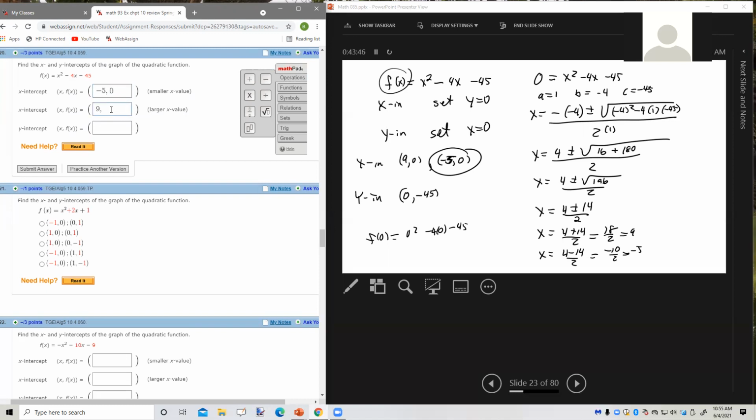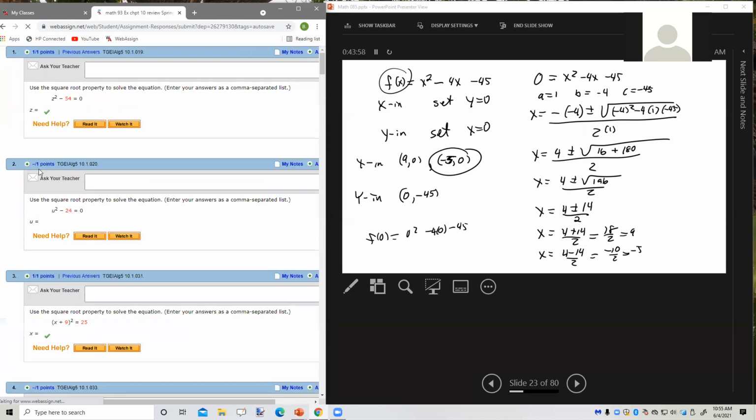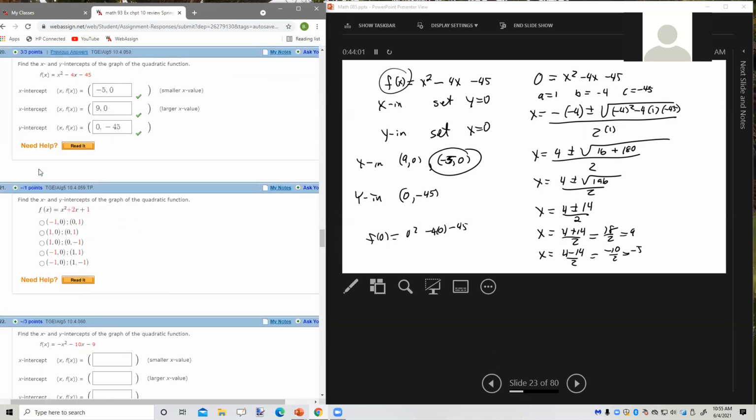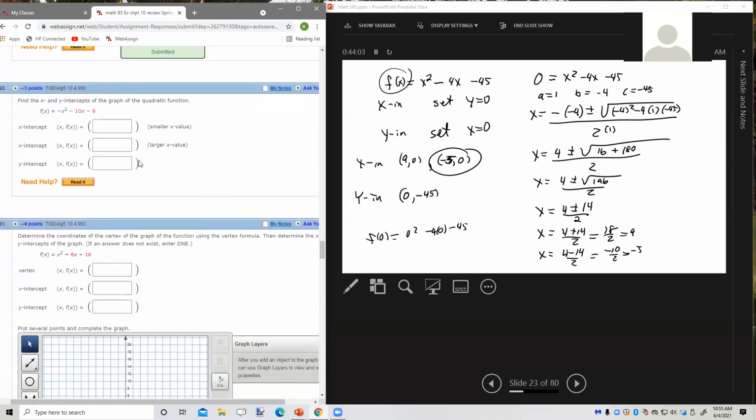9, comma, space 0, and then 0, comma, space -45. Let's see here. That should be correct. And it is. All right.